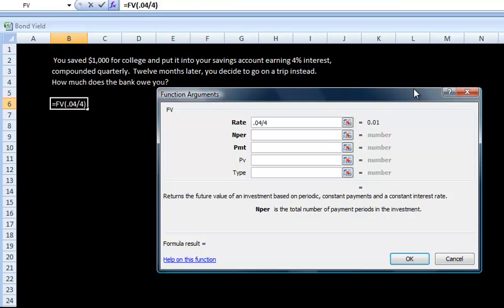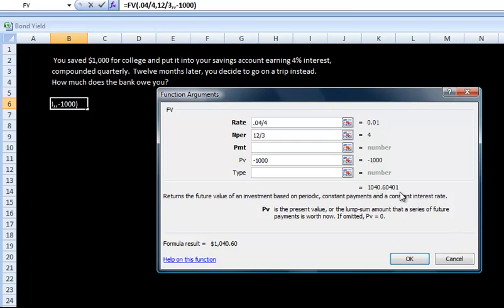And then 12 months is when you make the decision that you need your money and you want to pull it out. So we're going to divide 12 months by 3 because there's 3 months in each quarter. Okay, we don't have any payments, but we did make a deposit, so that came out of our pocket, so we have $1,000.